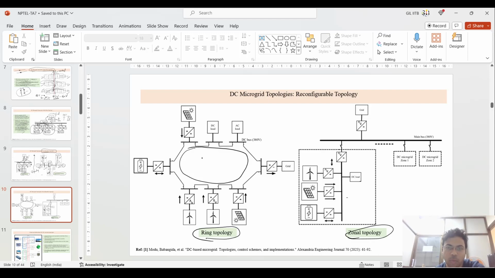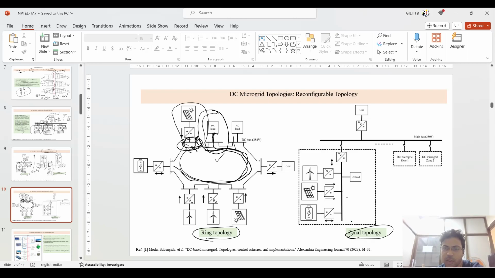And the most important point in this radial topology is that if there is a fault at a certain terminal, at this bus, you can disconnect that, but the supply will still be possible through the other path to the DC load. That is the most important, because if you disconnect at a certain point, then the other path is also there to supply these DC loads.